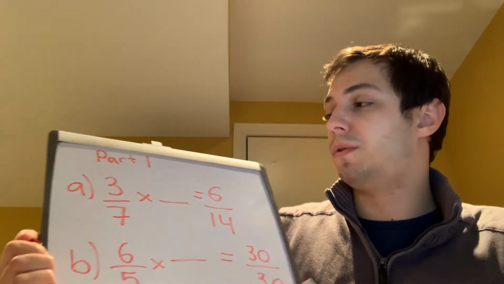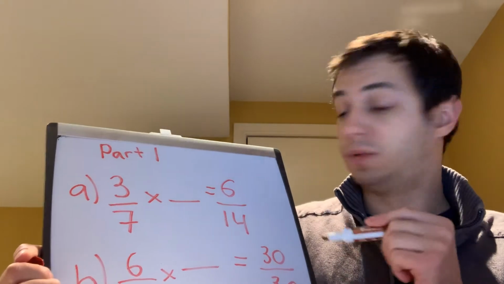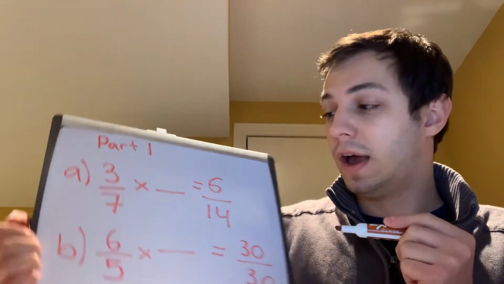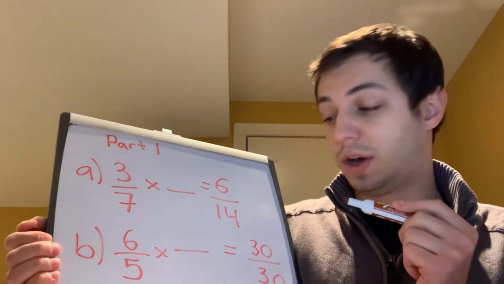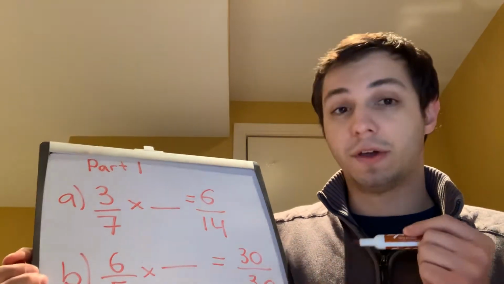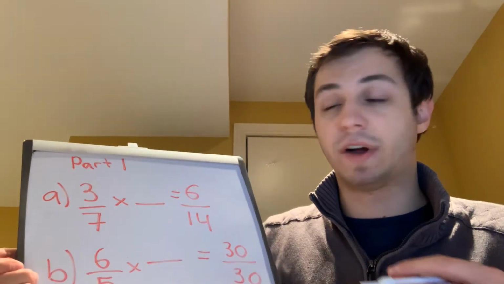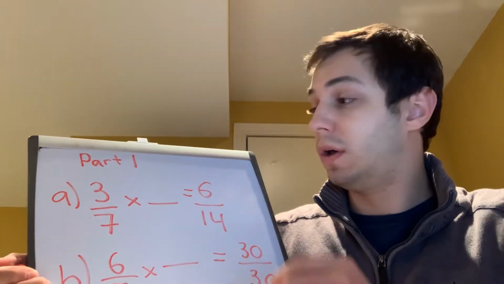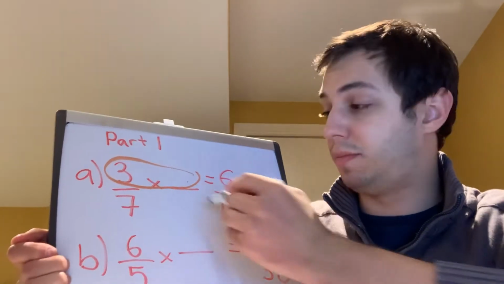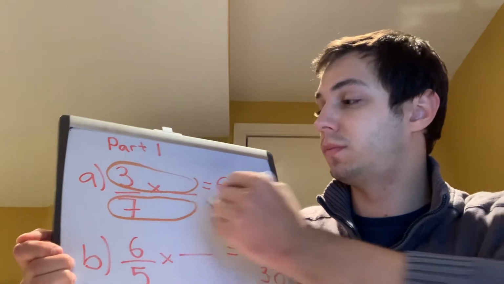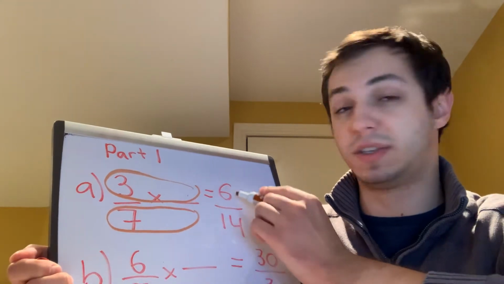For the first one, we have the fraction 3 over 7 multiplied by another fraction will give us 6 over 14. And for part B, we have the fraction 6 over 5 multiplied by the fraction that we have to figure out will equal 30 over 30. For these types of questions, we have to remember what we do when we multiply fractions. When we multiply fractions, you multiply the top two numbers together, and then you multiply the bottom two numbers together. So in this case, we have to figure out 3 multiplied by what number will give us 6.